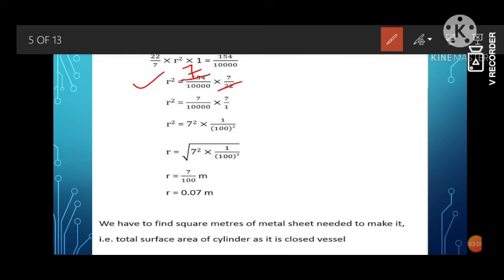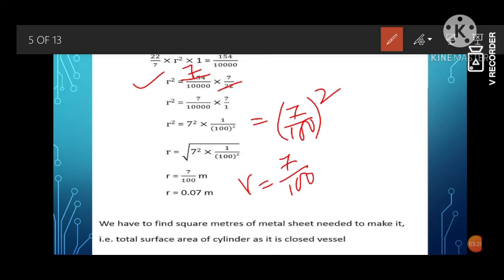So we can write 7 into 7 by 10,000, which can be written as 7 by 100 whole square. On taking the root, since the powers are equal, r is equal to 7 by 100. We know when the powers are equal, the bases will also become equal. So r is equal to 7 by 100, which is equal to 0.07 meter. So now we have our radius with us.